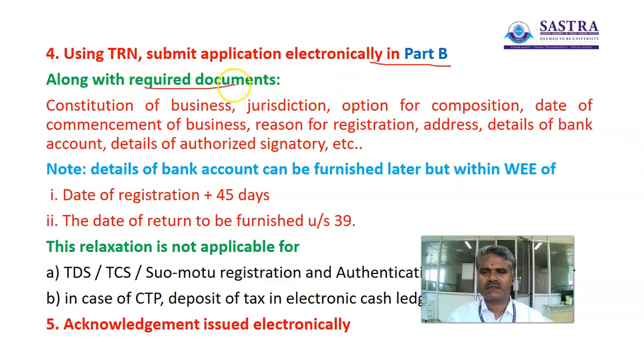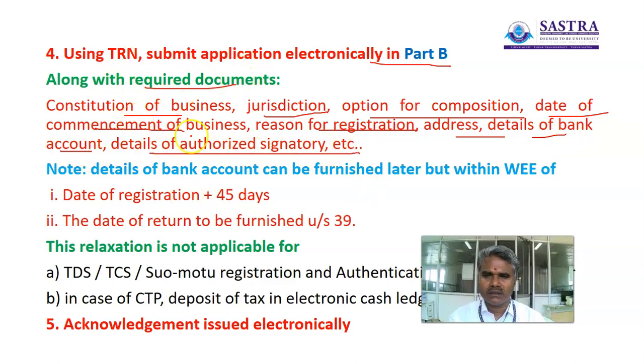Along with the required documents: constitution of business, jurisdiction, option for composition, date of commencement of business, reason for registration, address, details of bank account, details of authorized signatory. So once you get the information, you have to submit all of it. Constitution of business means the agreement or deed. In case of partnership, the partnership deed. In case of company, MOU, articles of association, memorandum of association.